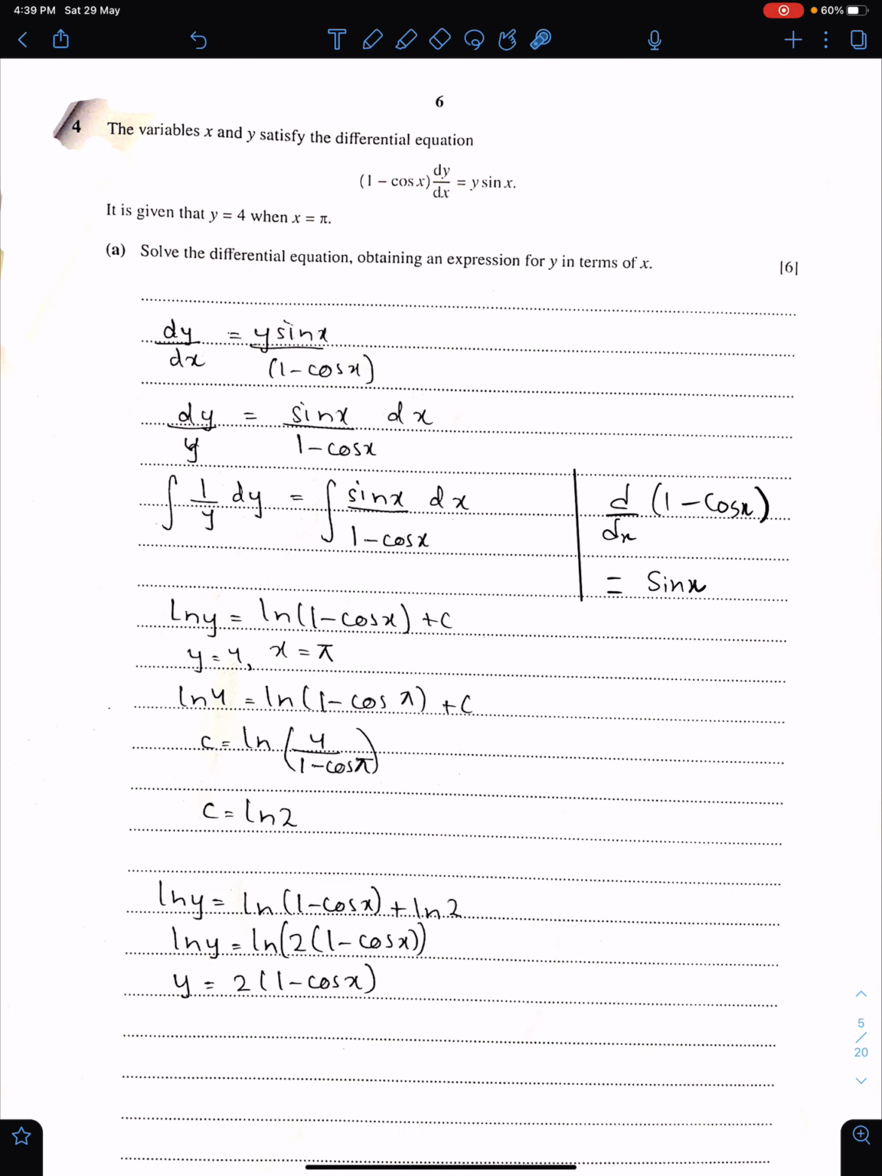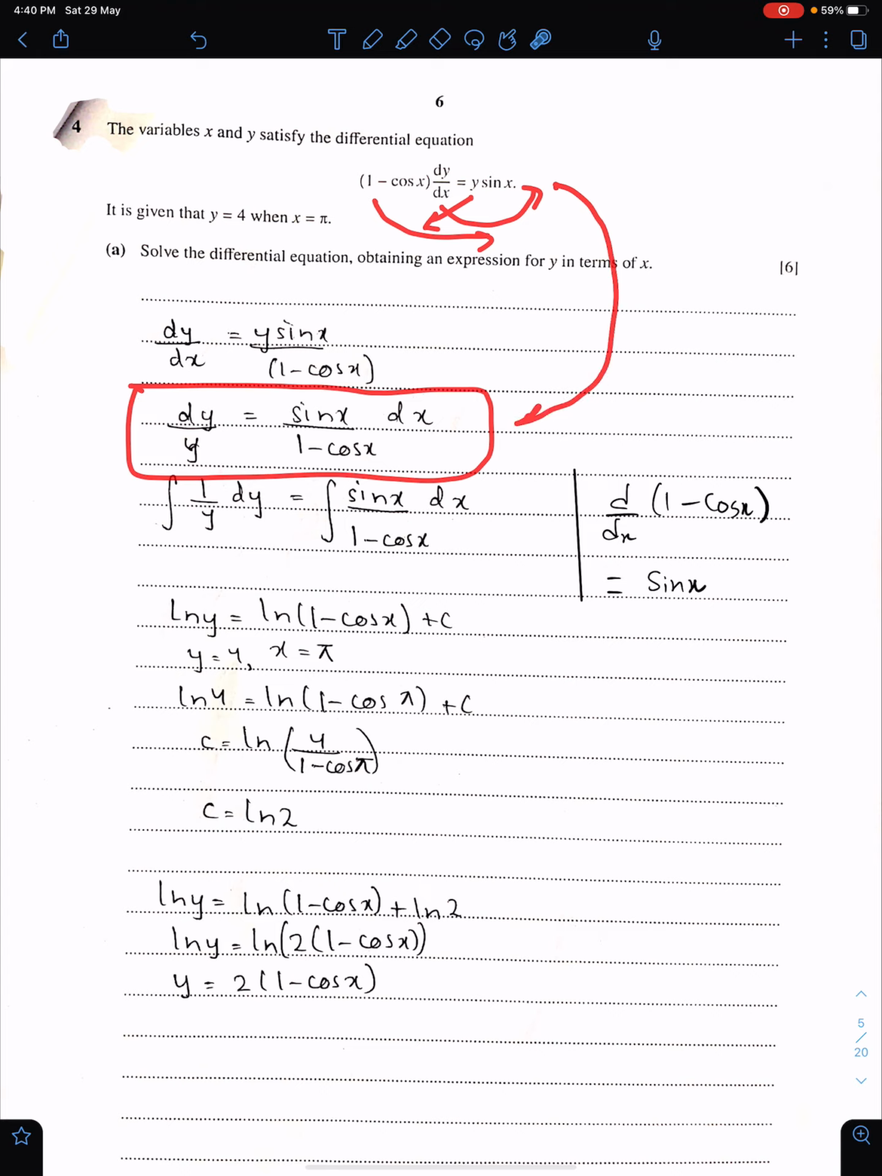Question number 4. This is the differential equation and we need to solve this equation and we need to express y in terms of x. So number 1, we have to do the separable. So after the separable, we have this equation. In separable, we need to bring y on left hand side and 1 minus cos x and dx on right hand side. So by bringing dx and 1 minus cos x on right hand side and y on left hand side, we have this equation. This is the equation we have got after the separable.